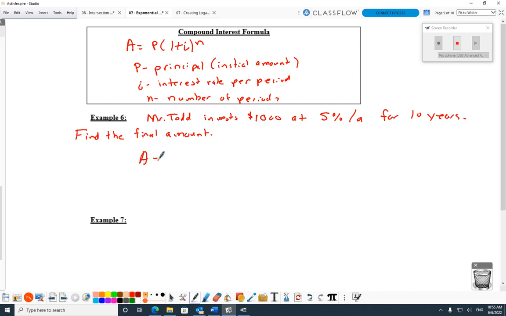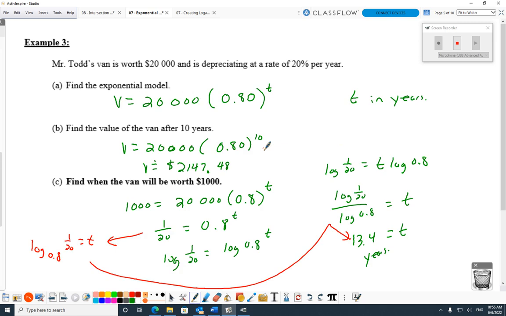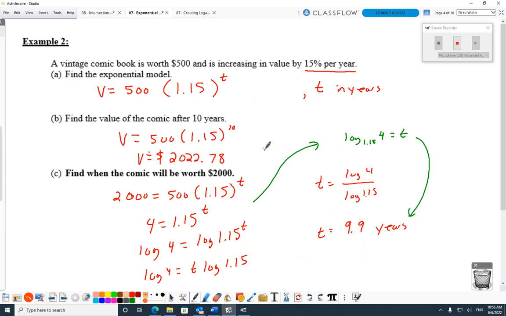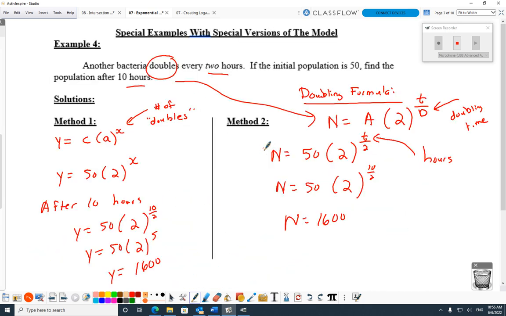A equals 1,000 times 1.05 to the n. And I did it just that way to prove that this is the same formula we were using before. I used this exact formula, not called compound interest, when I did the comic one. You see? Initial amount, growth factor, t. Done. So compound interest is the same thing.